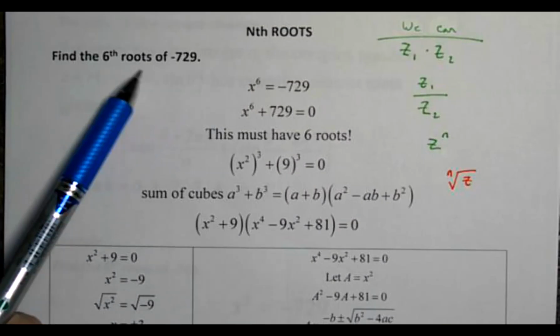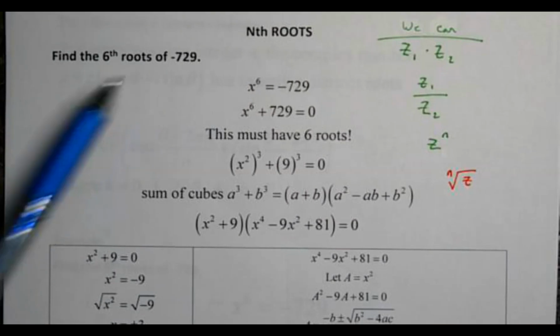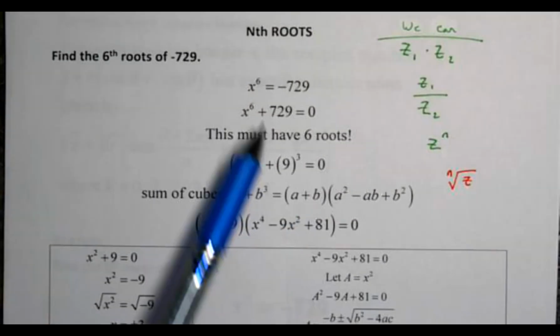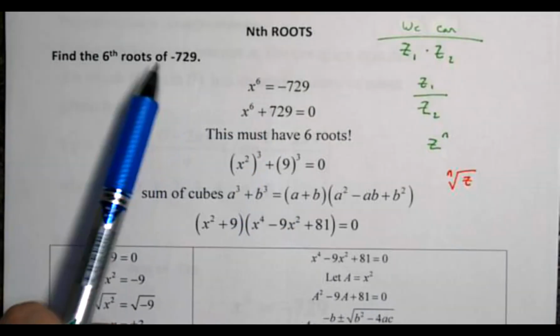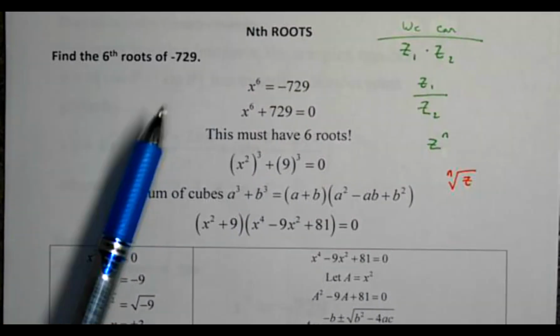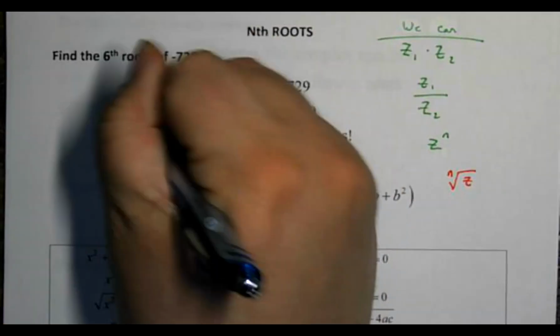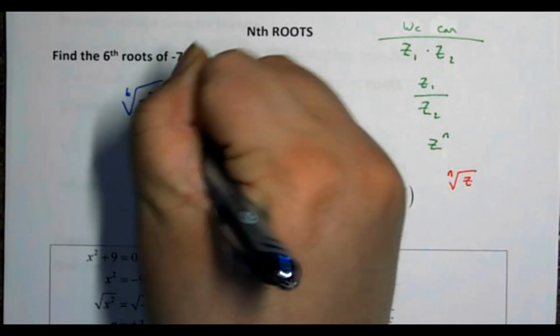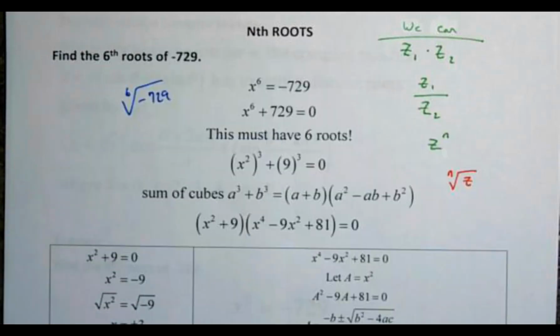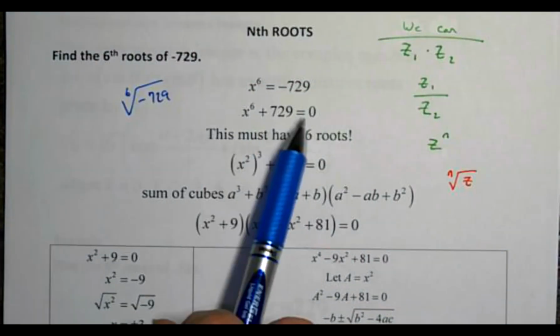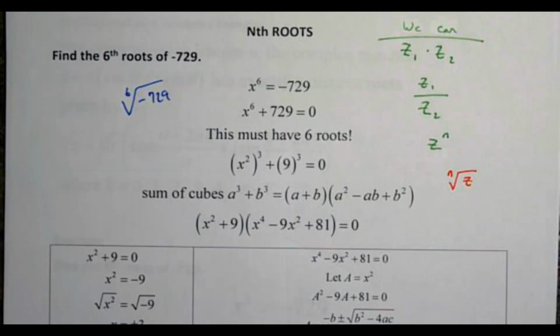Now notice it says roots. The reason it says roots is because of where this comes from: the sixth root of negative 729 comes from this polynomial, x to the sixth equals negative 729. So if I send that back over, I have this. Now, if you remember, the corollary to the fundamental theorem of algebra says any polynomial of nth degree must have exactly n roots.